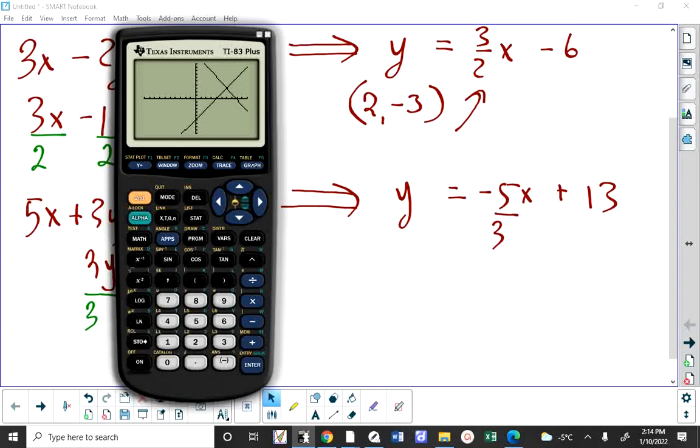So, there are an infinite number of pairs of numbers that make each of those two equations true, but there's only one point that makes them both true. And that's the point of intersection. Anybody remember how to find that point of intersection?